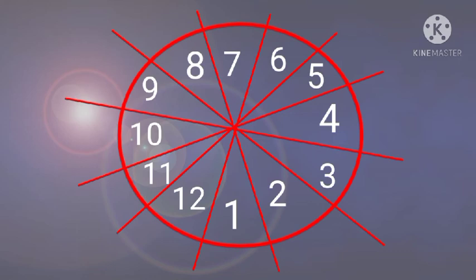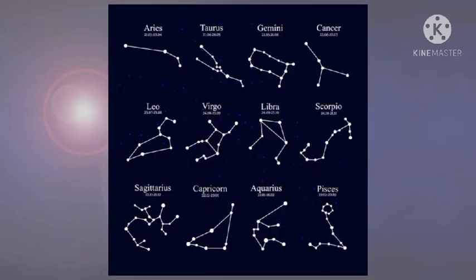Now you can see there are 12 constellations: Aries, Taurus, Gemini, Cancer, Leo, Virgo, Libra, Scorpio, Sagittarius, Capricorn, Aquarius, and Pisces. These are the 12 constellations which are around the earth at a distance of 30 degrees from each other.